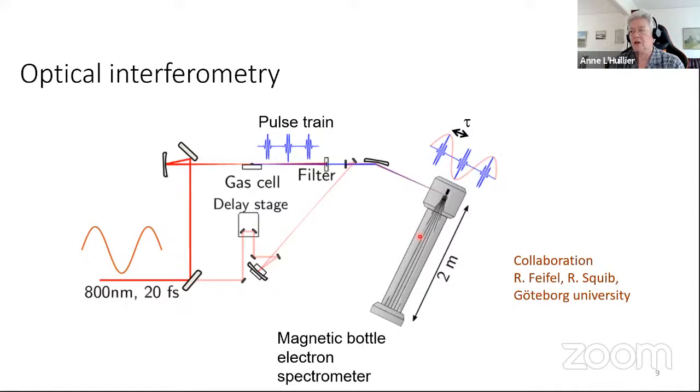And here, in the first experiment I'm going to show you, we use a magnetic bottle electron spectrometer provided by the group at Göteborg University, in collaboration with Raymond Pfeiffer and his group. And we measure the energy of the electron. We collect all of the electrons. So we have no angle resolution in this experiment. And of course, we vary the delay between the infrared field and the attosecond pulse.